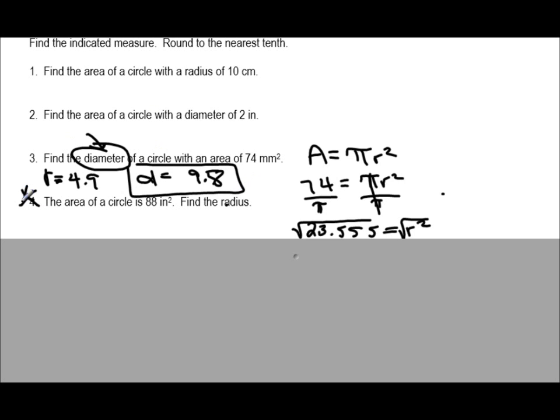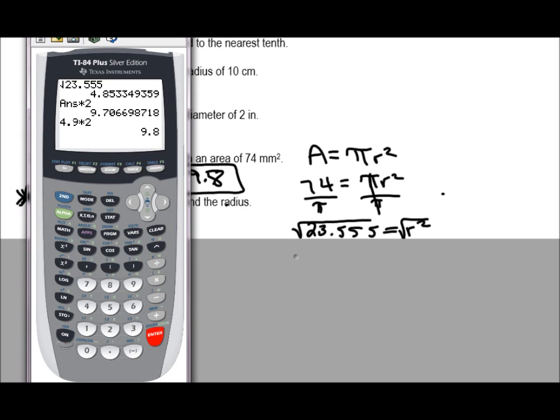Okay, so I'd like for you to pause the video and try number 4 on your own and see if you get what I get. Okay, so you should have gotten the radius is 5.3. If you didn't, raise your hand or ask a neighbor.